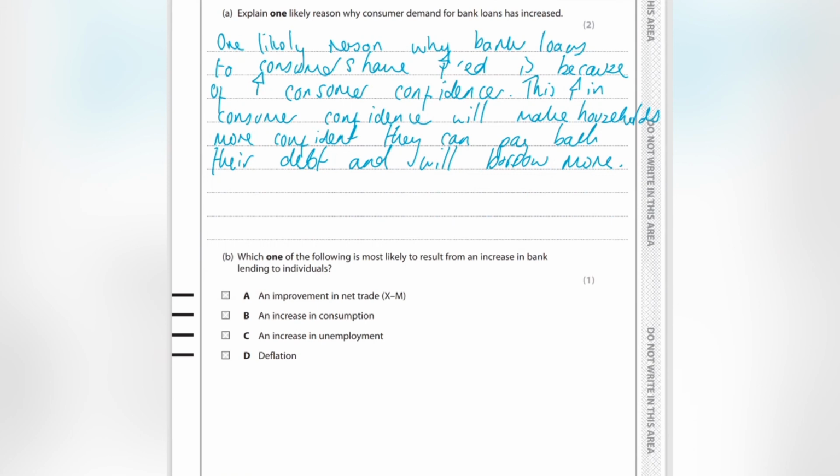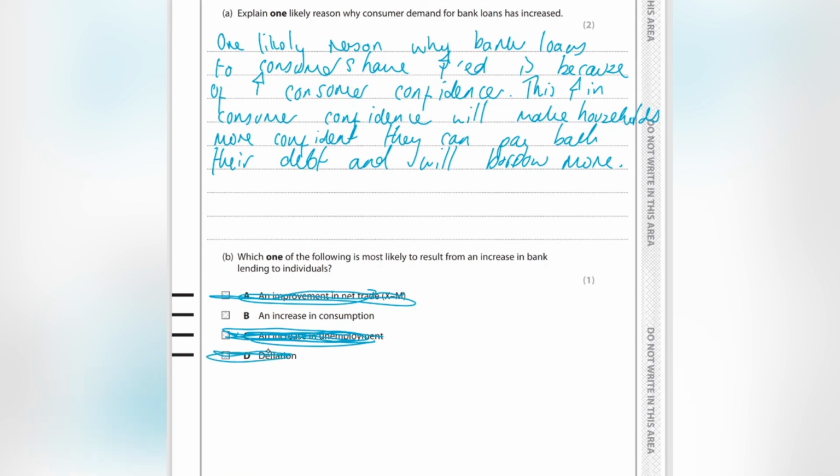Which one of the following is most likely to result from an increase in bank lending to individuals? An improvement in net trade, that's not likely in the UK, but also just not likely generally because the UK has a high marginal propensity to import. An increase in unemployment, well, unlikely because labour is a form of derived demand, which means that if there's an increase in consumption through that bank lending, there's going to be an increase in the demand for labour in the sectors where that spending has taken place.